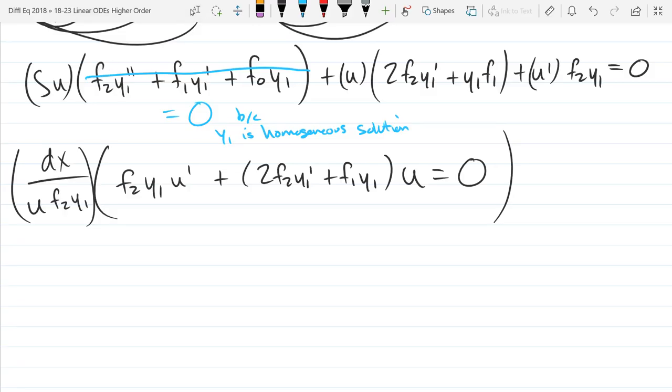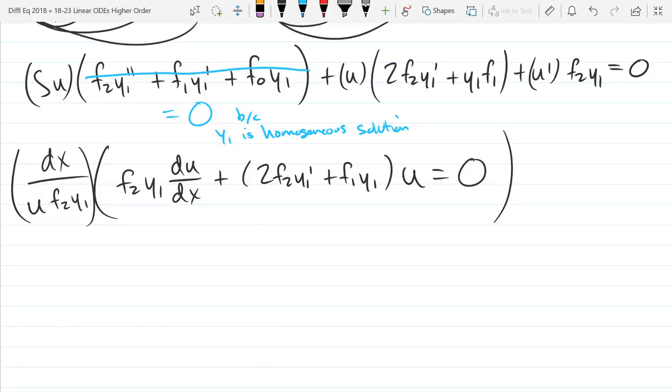How do I rewrite u1 prime? It's d what over d what? I want to rewrite u prime as d what over d, so it'd be du over dx. So that's what I'm replacing u prime by. So it's du over dx. I'm just changing notation right here.